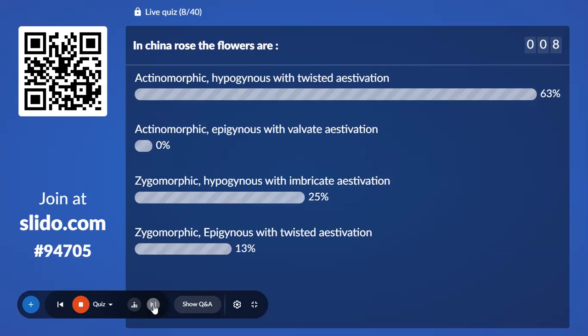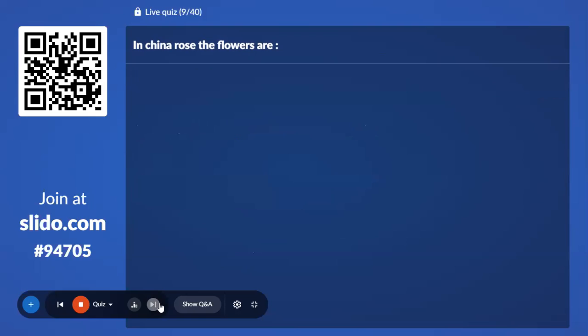Yes, we have 63% with option A, and the correct answer is option A itself. Okay, that is in China rose, the flowers are actinomorphic, hypogynous with twisted estivation. So, what kind of symmetry do you have? Actinomorphic flowers. What kind of position of ovary do you have? Hypogynous flower. With reference to estivation, you have twisted estivation. Ninth question on the screen.